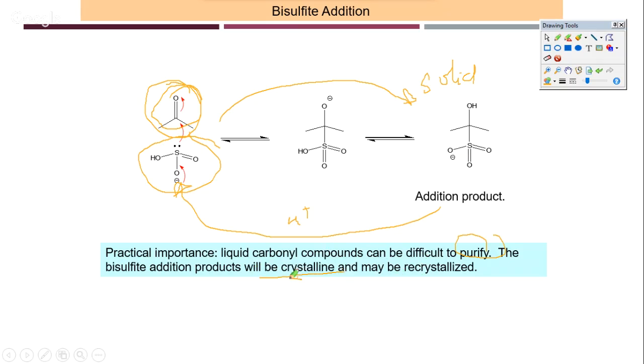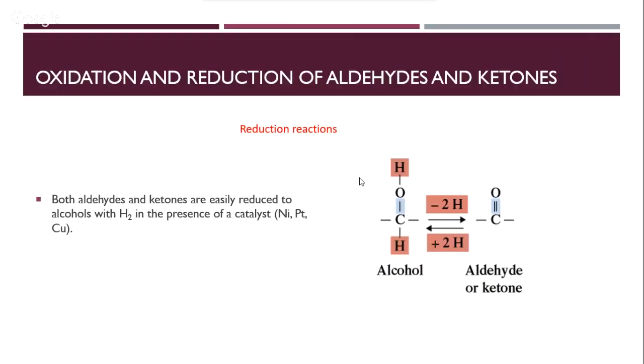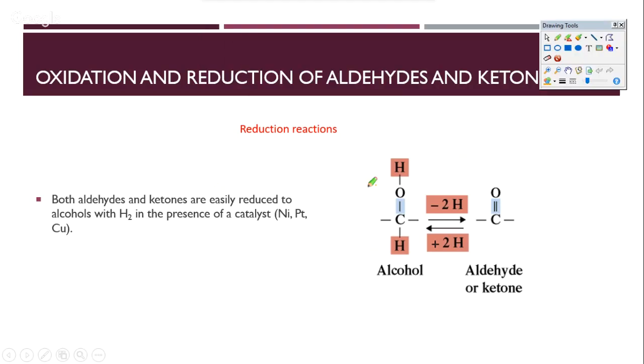So the products are crystalline and can be recrystallized, as I said, and therefore are very important for the purification process and identification process as well. Now, what are the other reactions of aldehydes and ketones? The first of the other reactions of aldehydes and ketones is the reduction reactions. Now, how do you reduce? You reduce with Ni, Pt, Cu.